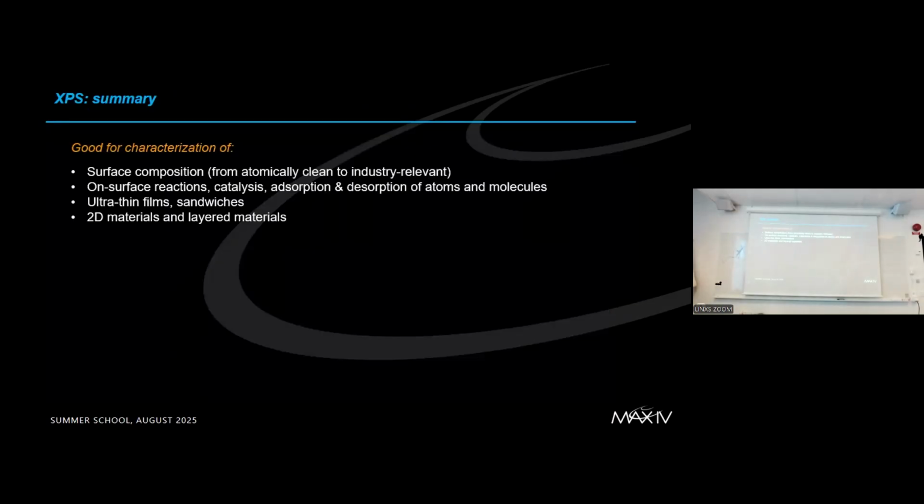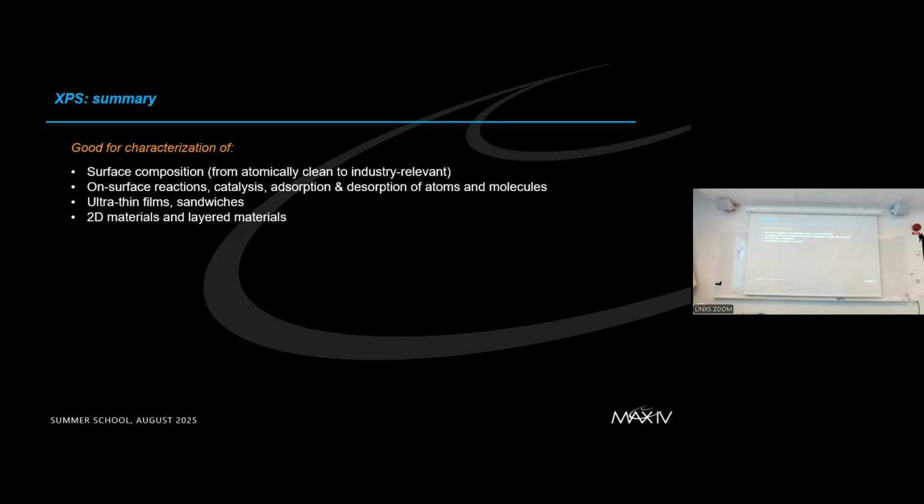Okay, I think I will go to a summary. So XPS as a technique is very good for studying surface composition. So you can study both atomically clean surfaces, and you can study industry relevant surfaces as long as they are not very dirty and not very charging. You can study on-surface reactions, catalytic processes, adsorption, desorption of atoms and molecules. It's also very good for studying sandwiches of different materials with very thin films.